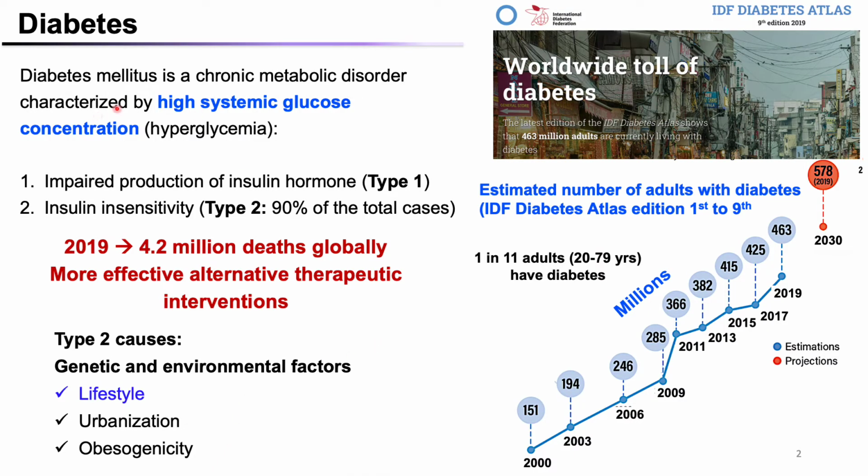Diabetes mellitus is a chronic metabolic disorder characterized by a high level of glucose in the blood. In 2019, 463 million people were diagnosed with diabetes, of which about 4.2 million people died globally, implying the need of alternative therapeutic interventions. Type 2 diabetes, which is characterized by insulin insensitivity, is caused by genetic and environmental factors such as lifestyle.